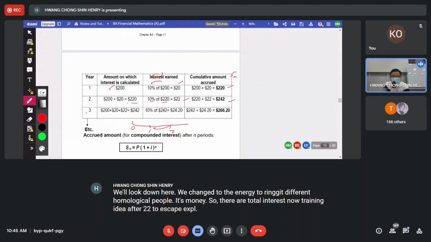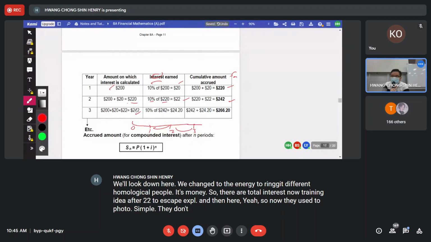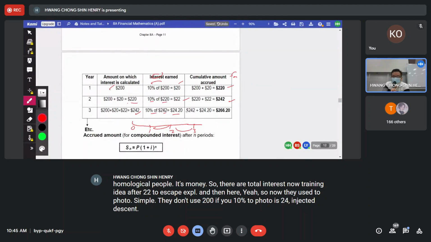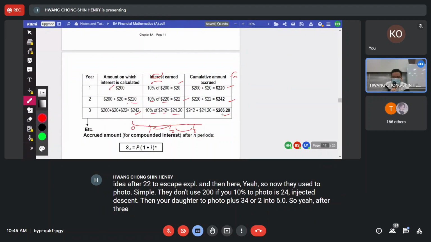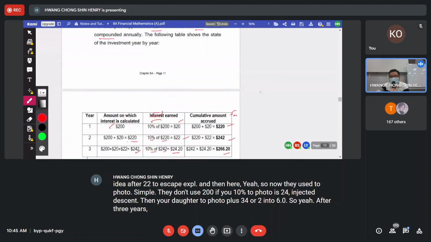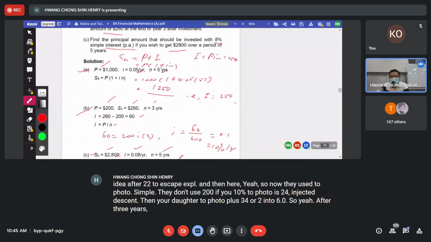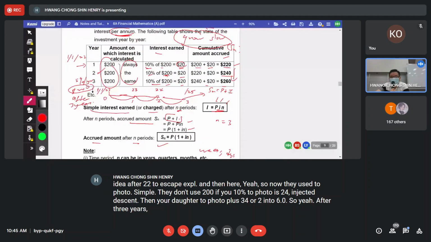And then third year. So now they use 242. They don't use 200. Give you 10% on 242 is 24 ringgit 20 cents. Then your total 242 plus 24.2 is 266.2. See, after 3 years, 266.2. This is based on compound. Just now how much? Simple, 260, right? How much more? 6 ringgit 60 sen.